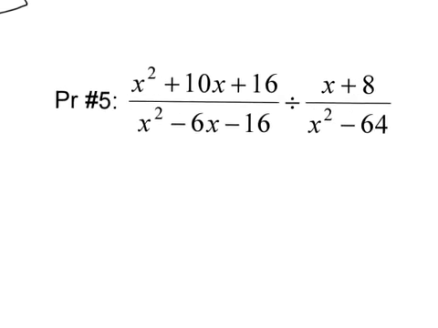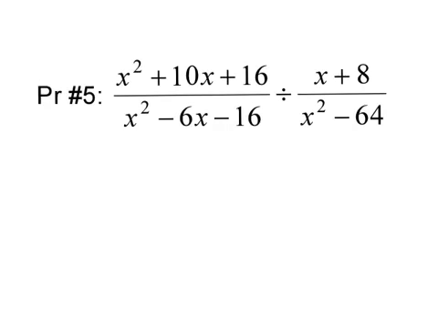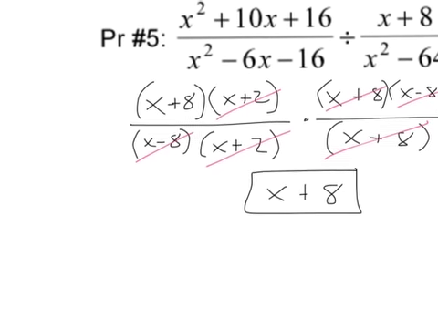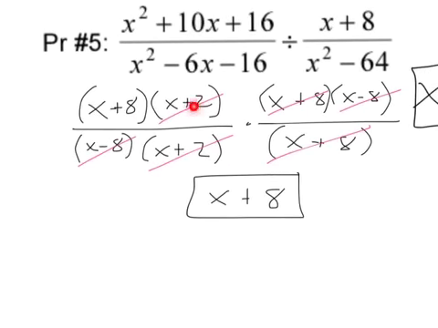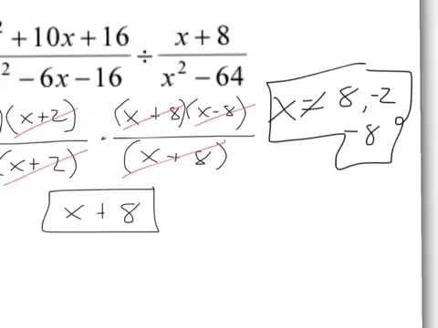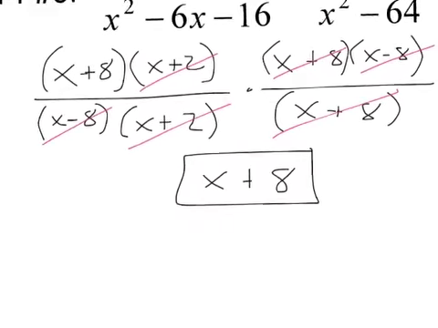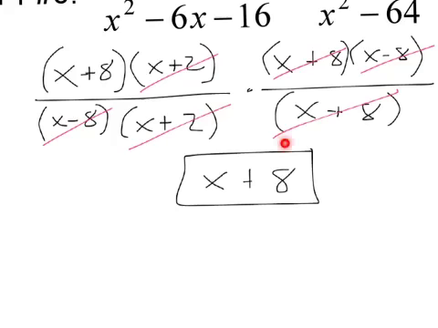Alright, so go ahead and try this one. I'm going to work it out for you in just a second, so you may want to pause the video now. Okay, when you factor this, you get x plus 8, x plus 2. Down here you get minus 8 and plus 2. And then if you flip these, so we're going to do x squared minus 64 on top, that's x plus 8, x minus 8, and x plus 8 goes on bottom. Then you just mark your restrictions, which is going to be 8, negative 2, and negative 8. And then you just cancel things, and you're left with just x plus 8.